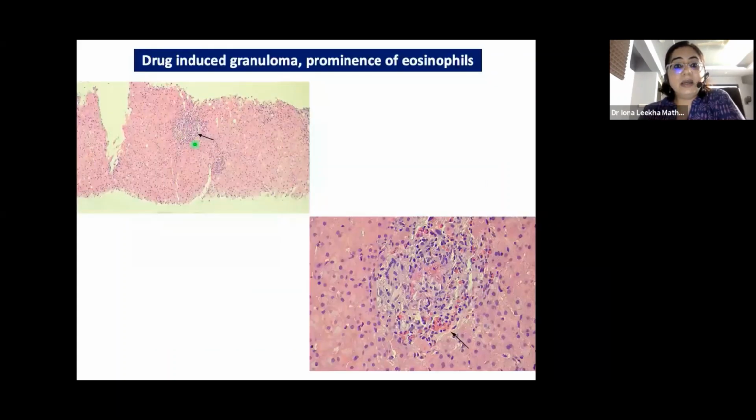This is again a liver biopsy showing a granuloma here. In this granuloma, you can see a lot of eosinophils, which have brightly orangophilic cytoplasm. All these are eosinophils. Now, this could be because of drugs. It could be because of parasites.